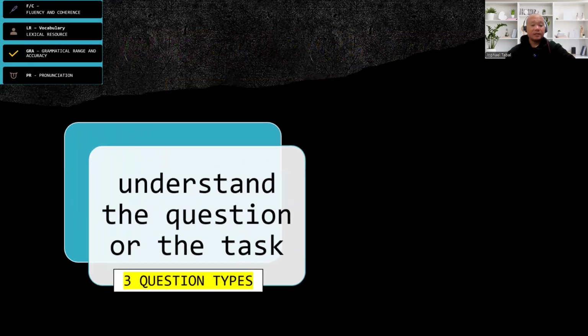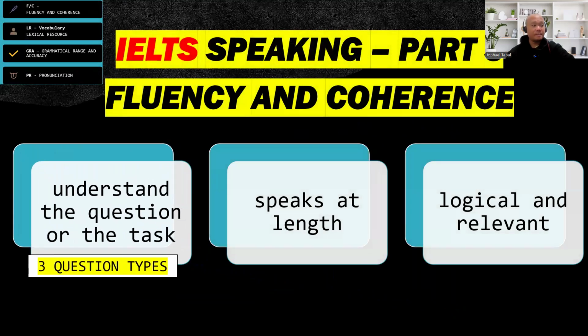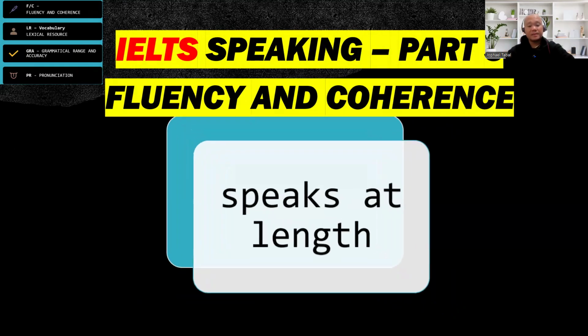Again, to understand the question, we have three main types of questions: questions that ask candidates to give reasons, to make comparisons, and to give advantages and disadvantages. Now let's move on to speak at length.